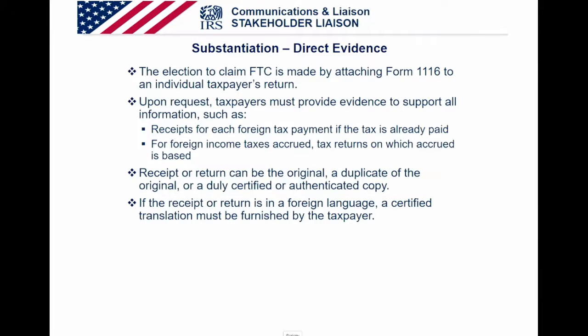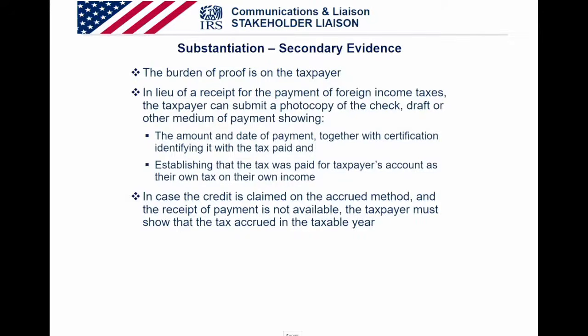The receipt or the return can be the original, a duplicate of the original, or a duly certified or authenticated copy. If the receipt or return is in a foreign language, then a certified translation must be furnished by the taxpayer. So always remember, the burden of proof is generally on the taxpayer.